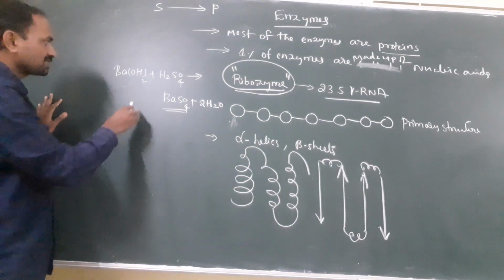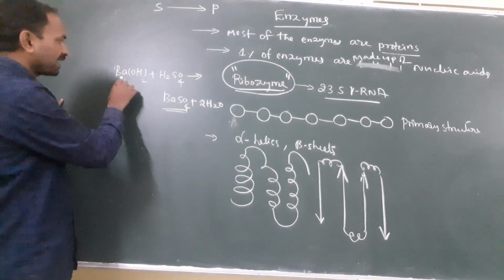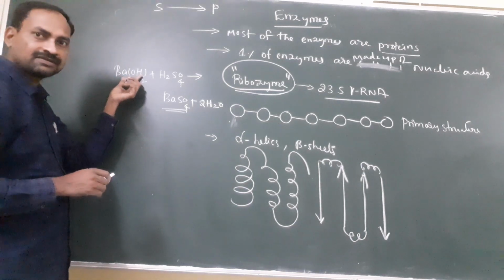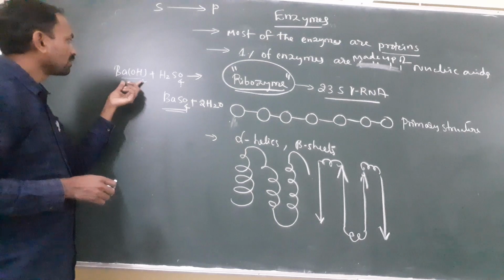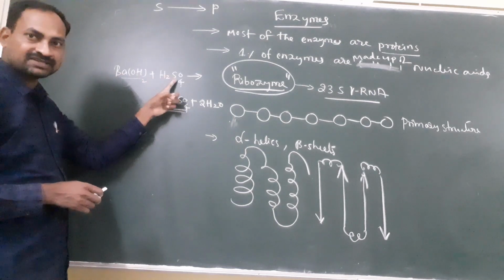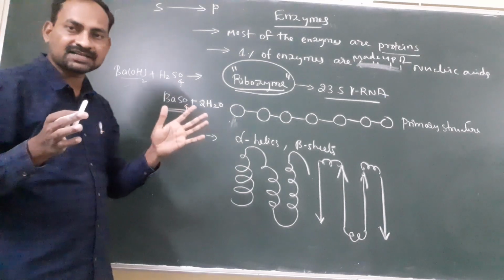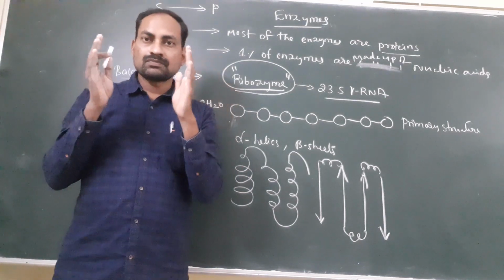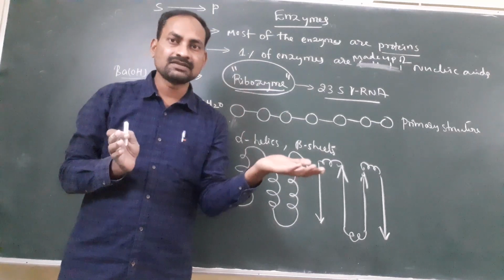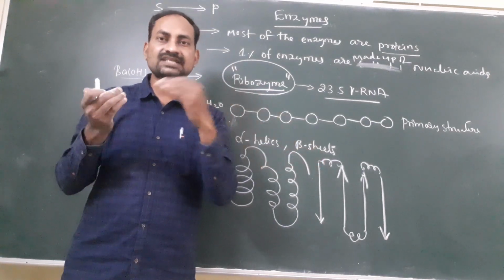So here what happens? The bonds which are present in barium hydroxide are broken and new bonds are formed between barium and sulfate. So in any chemical reaction, existing bond breakage occurs and new bond formation takes place. So that is a chemical reaction.